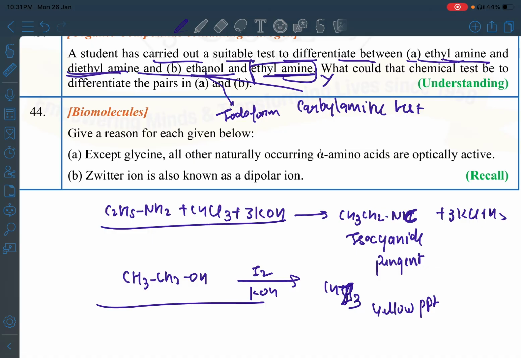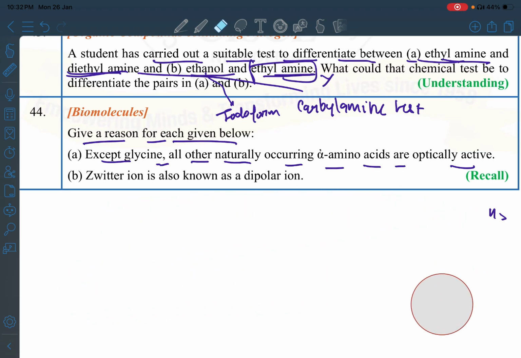Then we have question number 44. Give the reason for each. Except glycine, all other naturally occurring alpha amino acids are optically active. Why? Because glycine is symmetrical and all others are unsymmetrical. So this is G, then CH, NH2 and COOH.